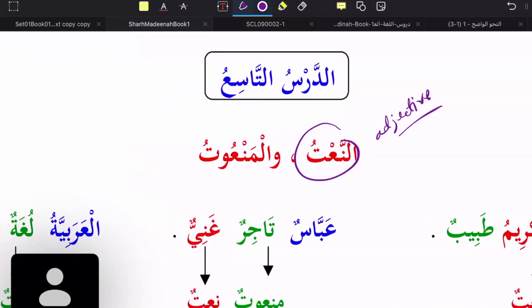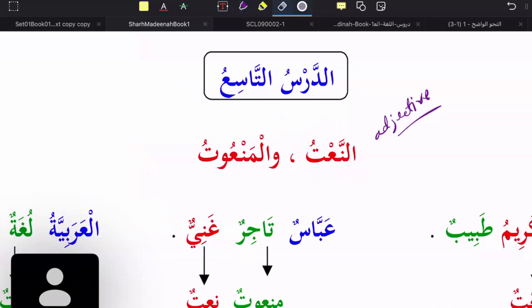So the author here, the Shah, he mentioned النعت. This is a technical term for adjective. Okay, this is the technical term for adjective. And man'ut is the noun that the adjective is describing. You can think about this as the noun that this adjective is describing.